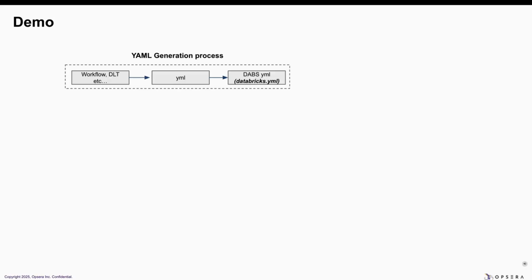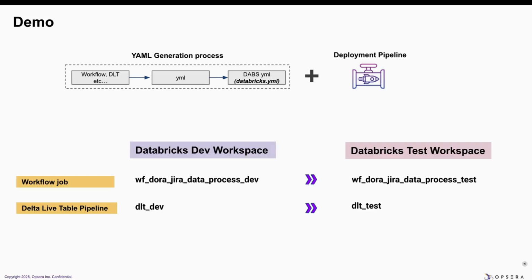In this demo, we'll walk through how to deploy a workflow job and a pipeline from the Databricks Dev workspace to the test workspace. Along the way, we'll also rename both the workflow and the pipeline and update a few additional configurations.